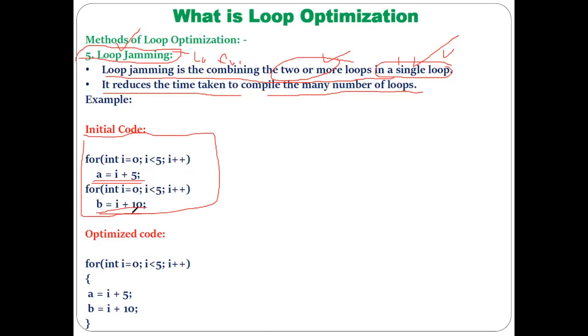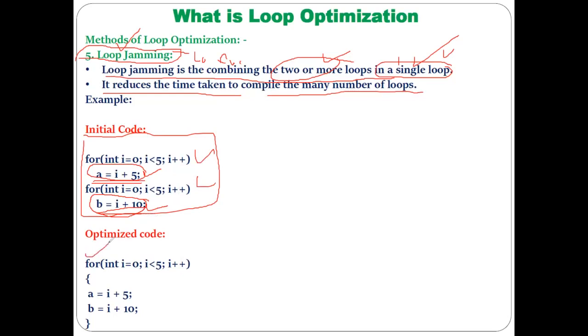Now, is it possible to combine these two loops into a single one? Yes. You need to evaluate this expression 5 times. Also you need to evaluate this expression 5 times. Here also you need the 5 times computation. Here also you need the 5 times. So instead of using these two loops, why should you not utilize only one loop?